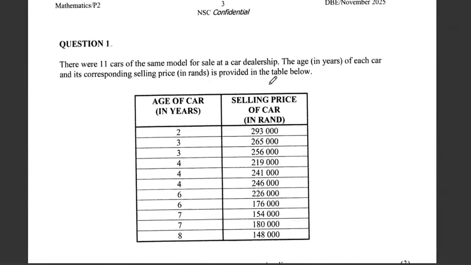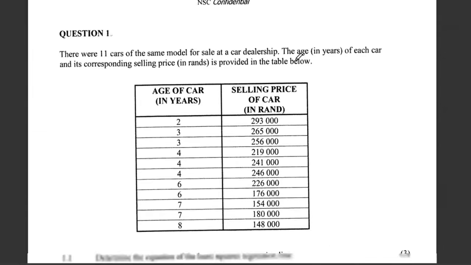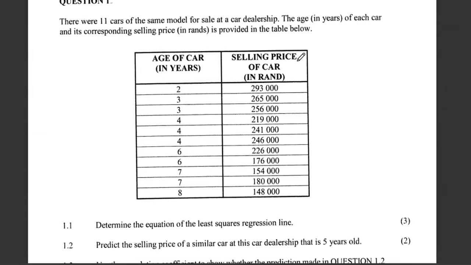Okay, question number 1, which is the statistics. We have 11 cars of the same model for sale at a car dealership. The age in years for each car and its corresponding selling price in rands is provided. So we know that as cars age, even the value tends to decrease. Okay, that's one thing we know for sure.